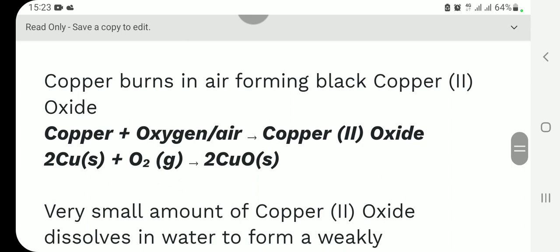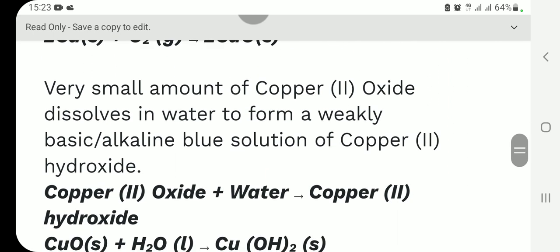Copper plus oxygen will form copper(II) oxide. In the reaction, a very small amount of copper(II) oxide dissolves in water. We have another: calcium, iron, and copper, which are slightly soluble in water.